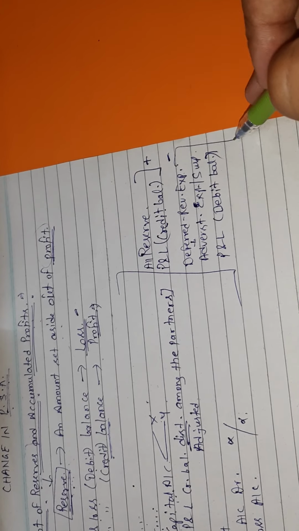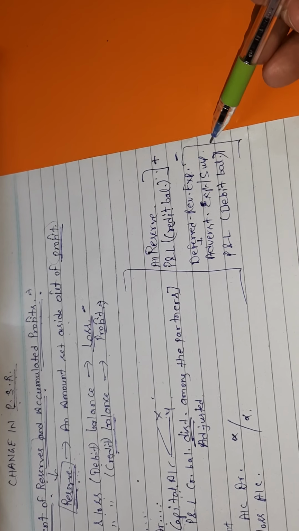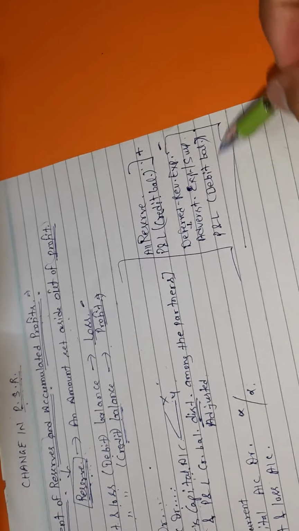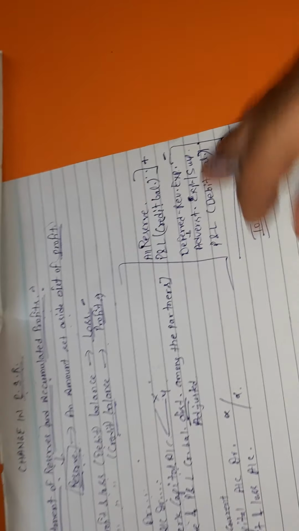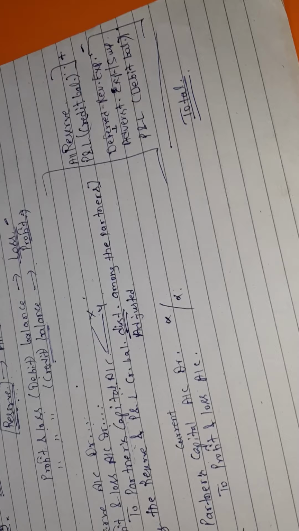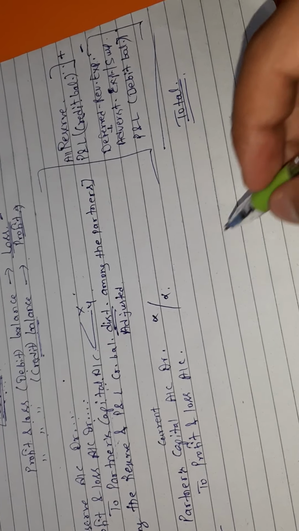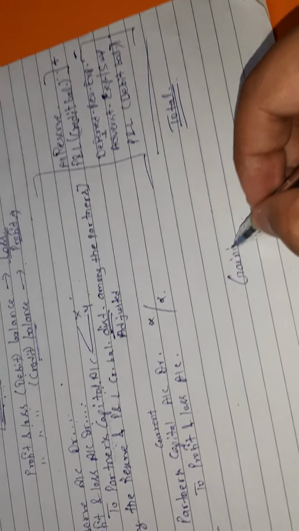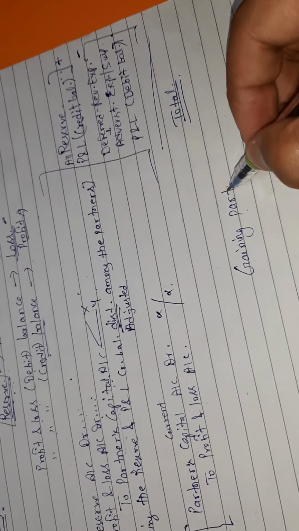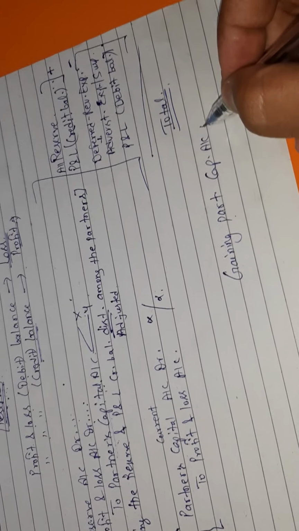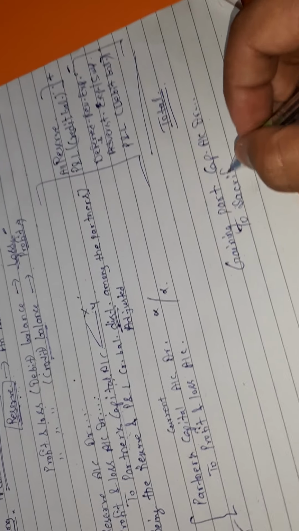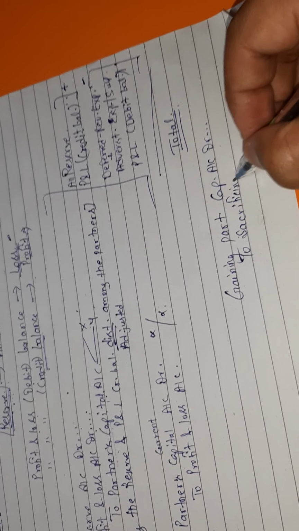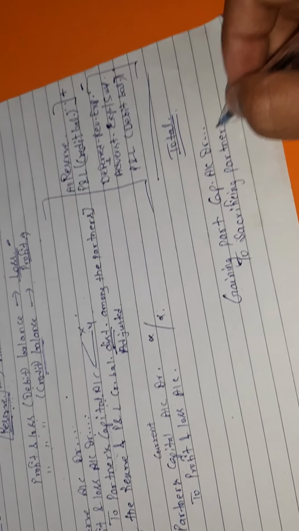Means this balance plus this balance, this one is positive, this one will be negative. We have to do the total, and whatever total we get, for that we have to pass the entry as we have passed in case of goodwill. So in the last topic you learned about the entry of goodwill. What was the entry? Gaining partners' capital account debit to sacrificing partners. This was the entry which we learned in the last class.